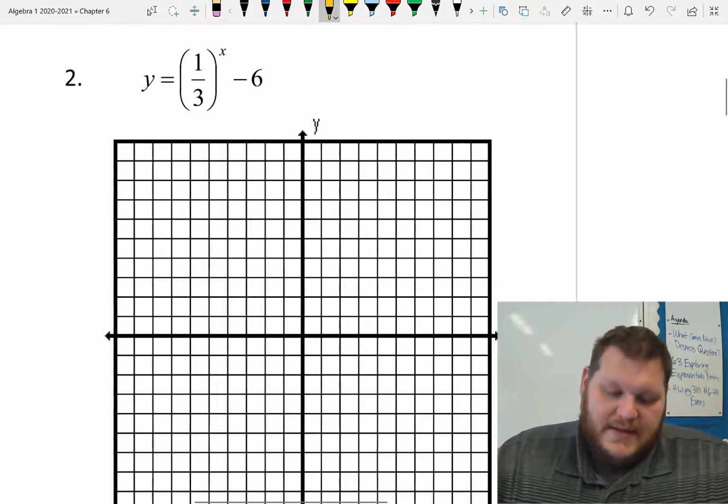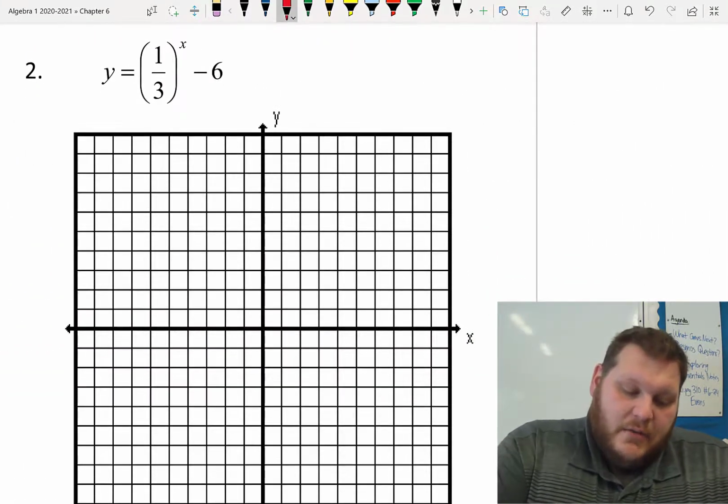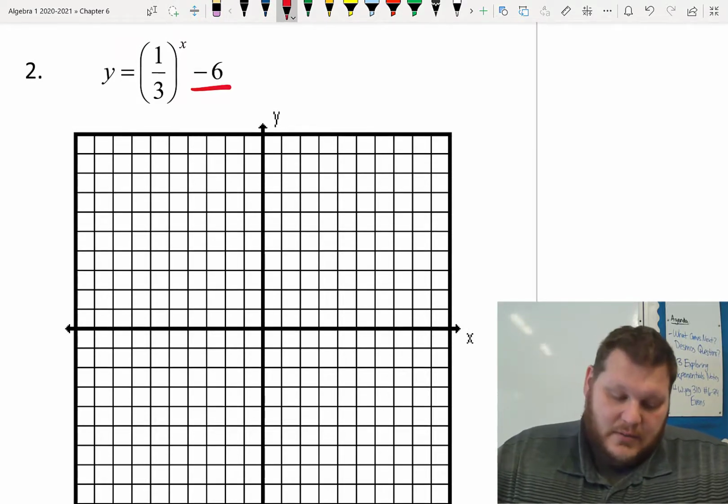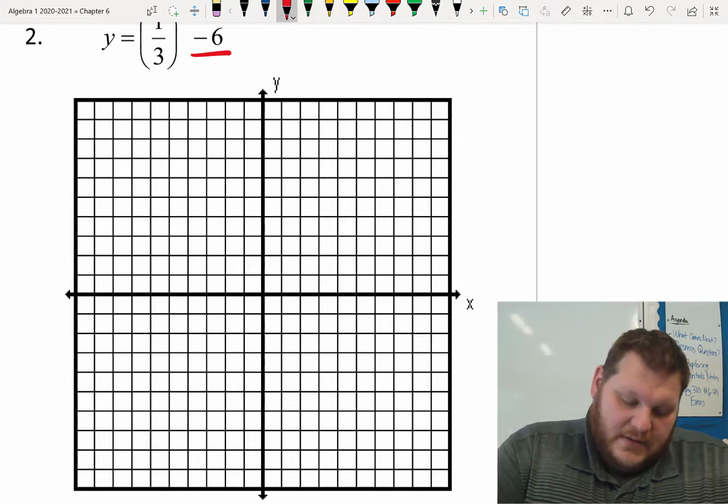All right, so let's take a look at number 2. Number 2, we have a C value of -6 now. So I'm going to go down 1, 2, 3, 4, 5, 6. And we put a dotted line here.